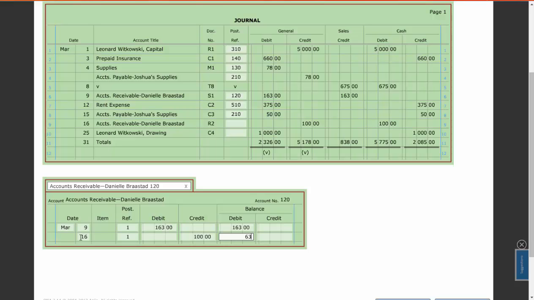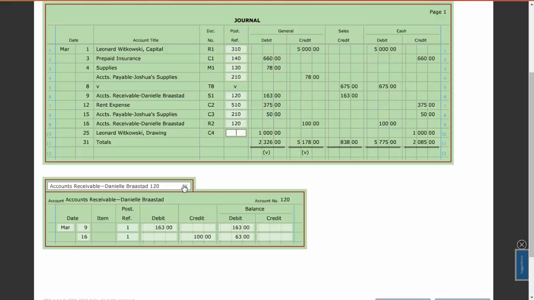Should I ever have a credit balance for Danielle? No. If you ever do, you've made a mistake somewhere. Why? What kind of account is this? It's an asset. What is our normal balance of assets? Debit. So if you somehow did something and had a credit balance for an asset, whoops. Okay. Last thing we do is account number 120 back up top.